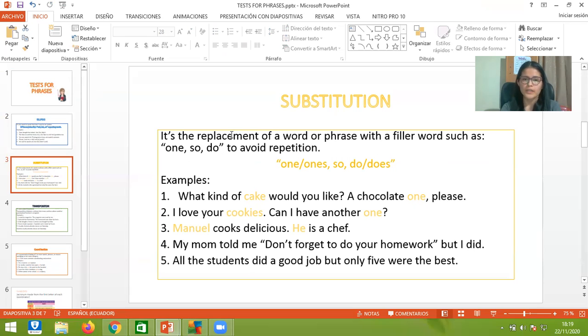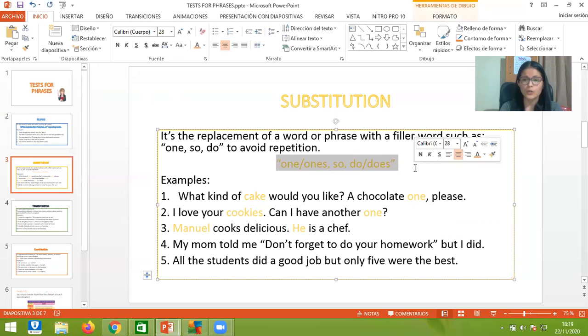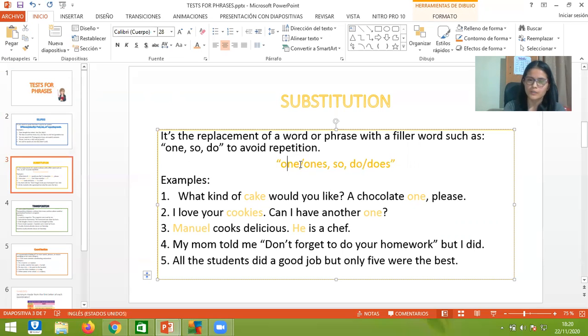Substitution is the replacement of a word or phrase with a filler word such as one, so, do, to avoid repetition. We have these words in singular and plural. One, the plural will be ones, so, and do or does.